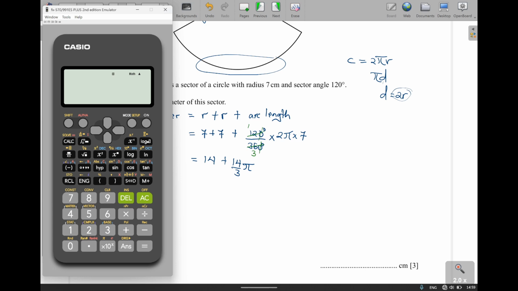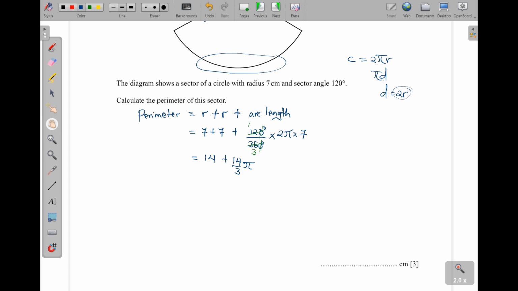But if I write my answer to 3 significant figures, this is what it is going to be, 28.7, okay? 28.7 to 3 significant figures.